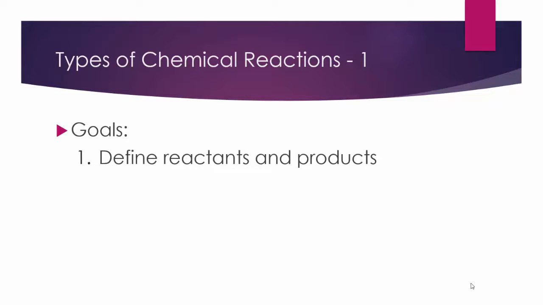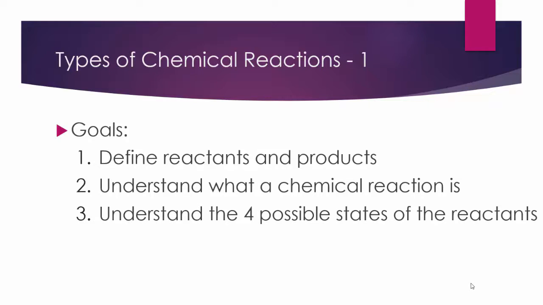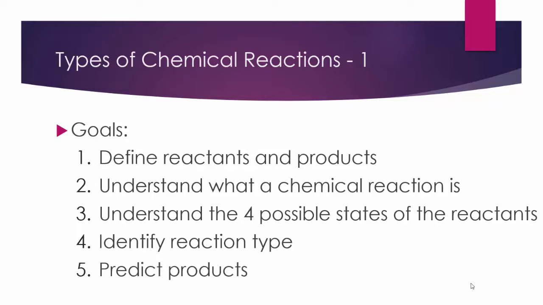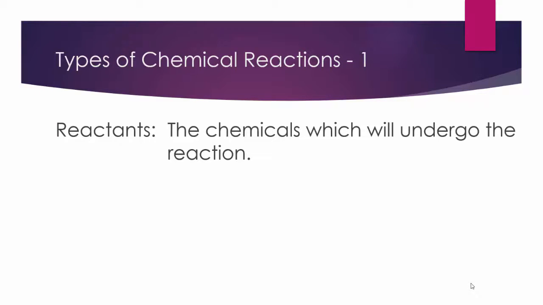We're going to be able to define what a reactant and a product is. You'll be able to understand what a chemical reaction is. You're going to know the four possible states of the reactants. You will be able to identify the reaction type, and towards the end be able to predict what the reaction will produce. So our first definition are reactants, the chemicals which will undergo the reaction.